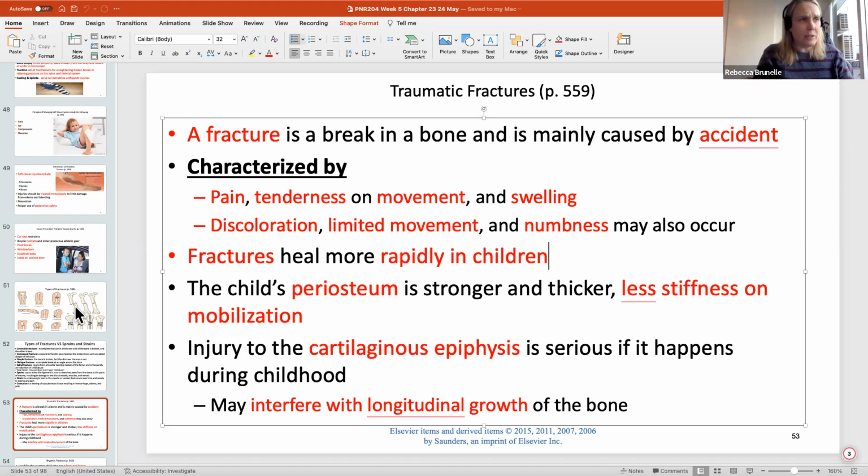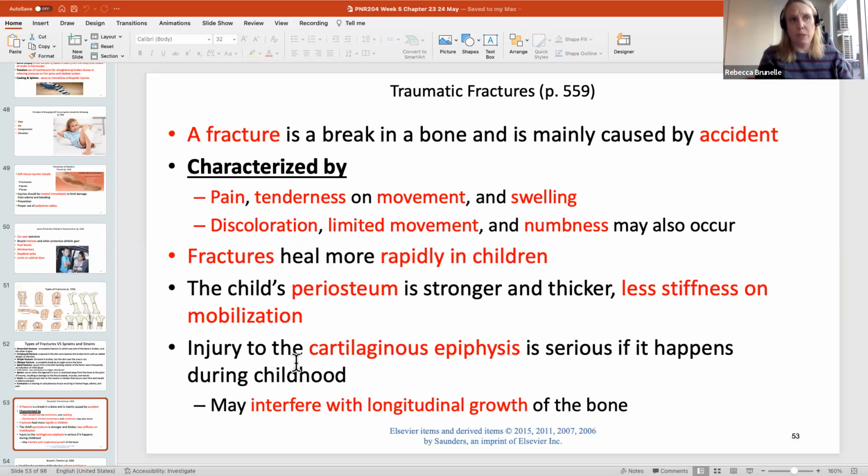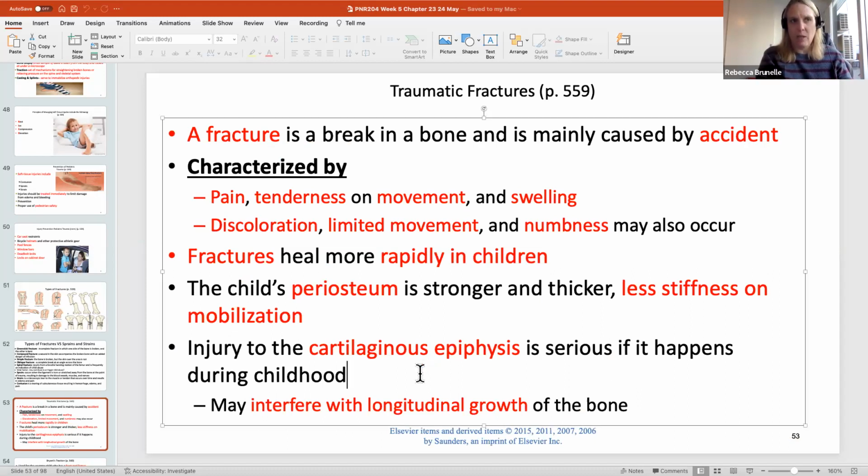When we look at some of these, this is a long bone here. You can imagine this is called the epiphyses. This is where the growth plate is. So if you have a fracture through this section of the bone, then that bone might not grow normally. So that's here on this slide. It says injury to the cartilaginous epiphyses is serious if it happens during childhood. And that's because it can affect the length that bone grows. So you have the epiphyses in the long bones of the legs.